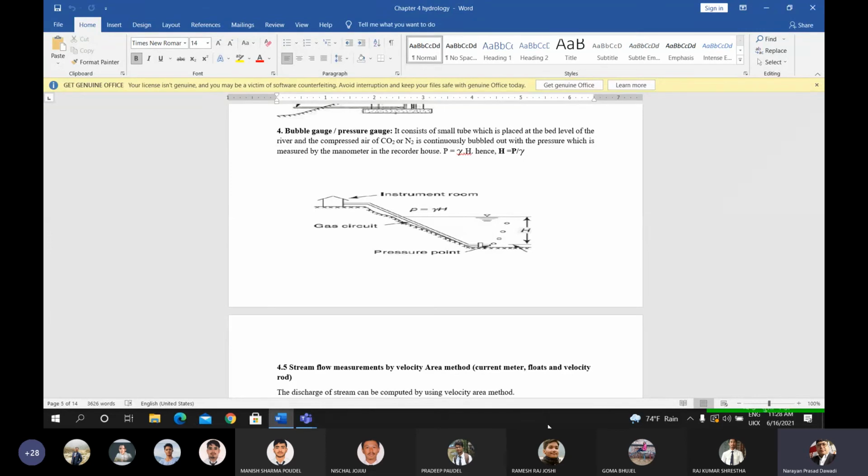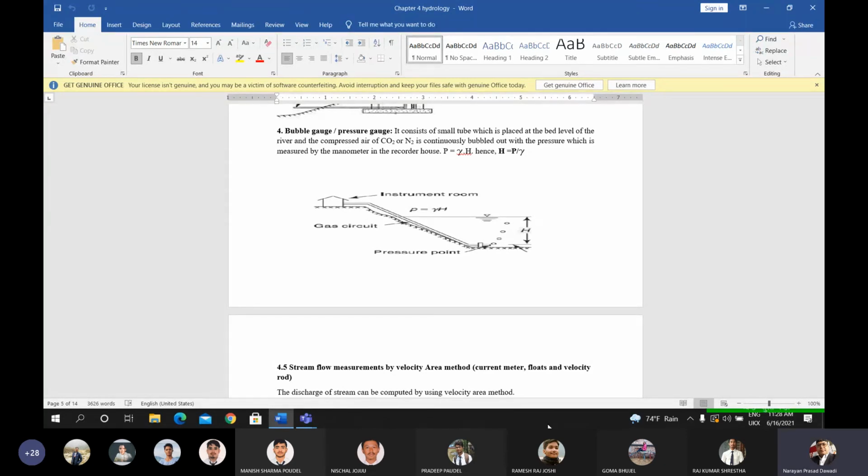P is equal to gamma S, where gamma is the density of the water, and P is the pressure recorded in the manometer. After knowing the pressure and the density of water, the depth of water can be calculated by using this formula: S is equal to P by gamma.